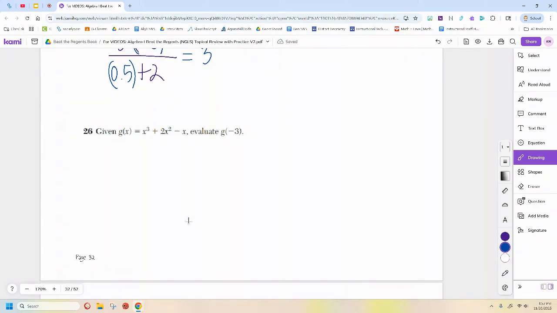All right, so it says given g of x equals x cubed plus 2x minus x, evaluate g of -3. All right, so just as a reminder about polynomials, let me give you a quick reminder on this vocabulary. X cubed plus 2x squared minus x. First of all, since it's going from highest power to lowest power, this is in standard form. It's organized. When we're in standard form, we can look at this power of 3, and that means the degree of the polynomial is 3.